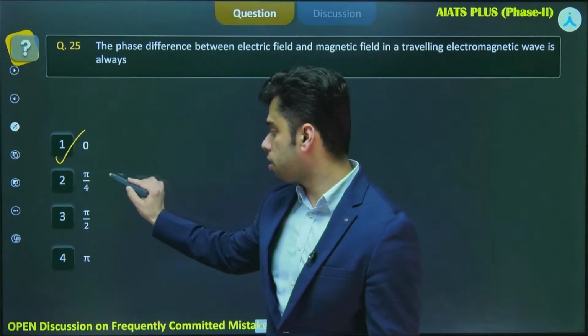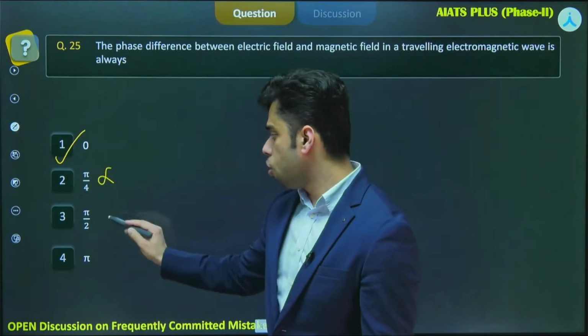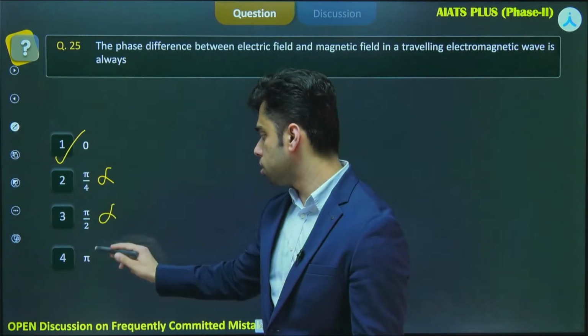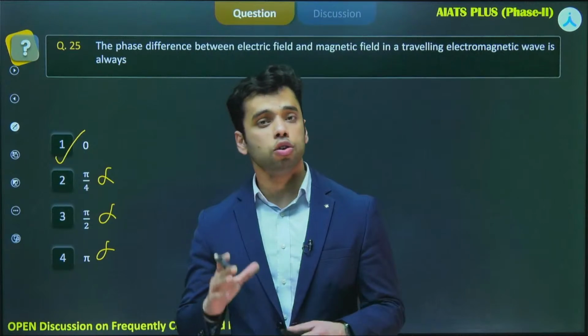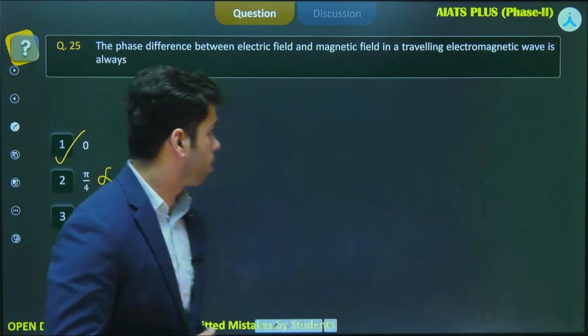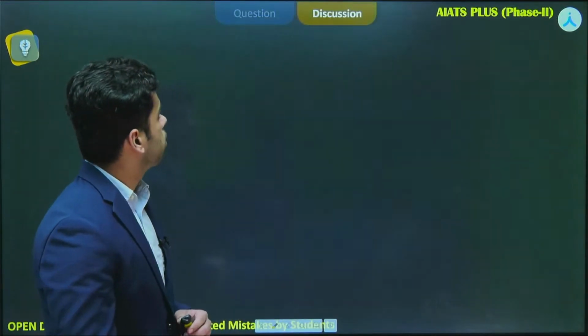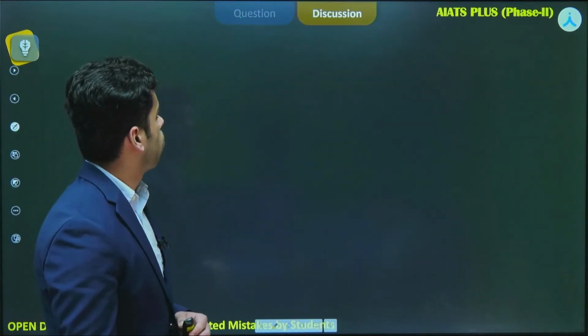So option 2 is absolutely wrong. Option 3, you must be confused in this, and option 4 is definitely wrong. So the phase difference is 0, and you must be very clear with the concept. Now let's move forward to the next problem.